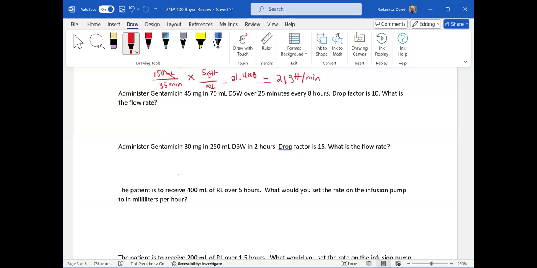So again, we can ignore the 30 milligrams, but we want our volume and we want our time. Now there are 2 ways to do this. You can convert hours to minutes right off the bat, which is usually what I like to do, or you can set it into your dimensional analysis. To keep it simple, we know that 2 hours is the same thing as 120 minutes. So I'm going to put that down here instead of 2 hours. The only thing that changes is the quantity of minutes. Then I'm going to multiply by 15.